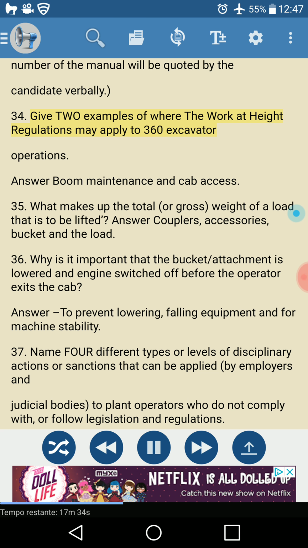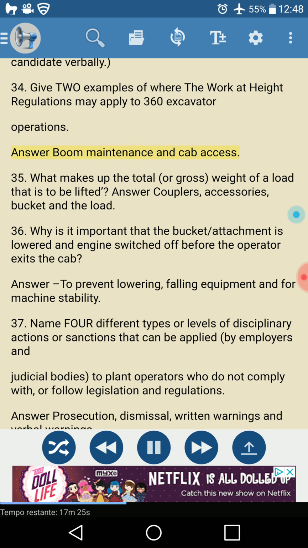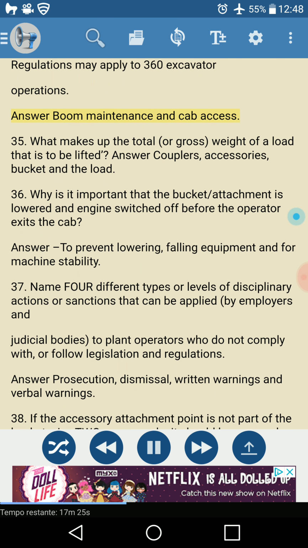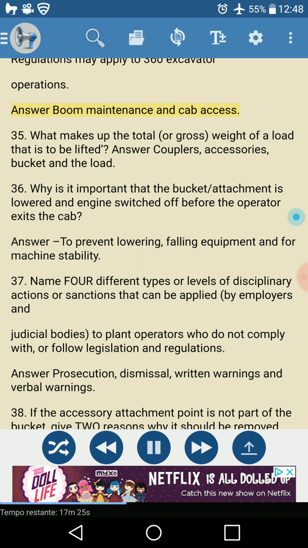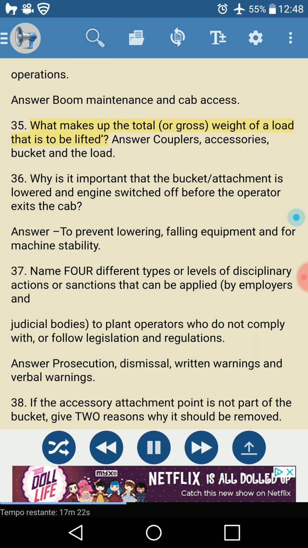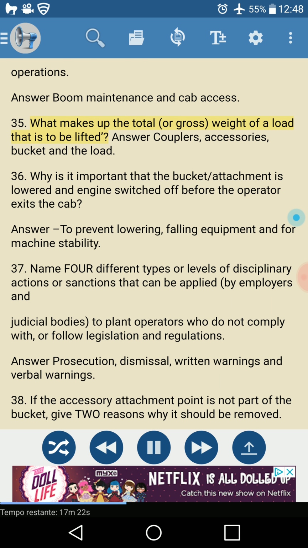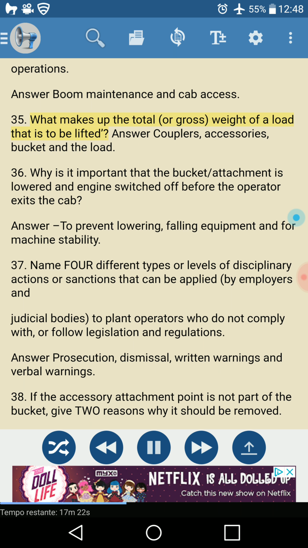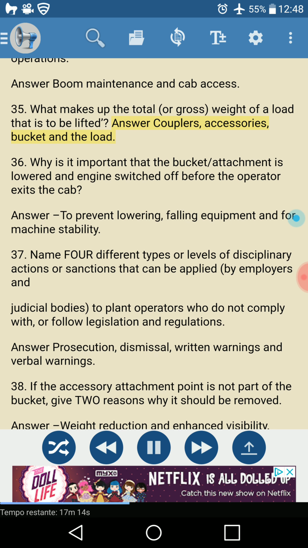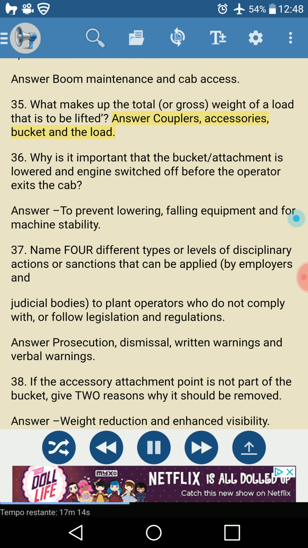34. Give 2 examples of where the work at height regulations may apply to 360 excavator operations. Answer. Boom maintenance and cab access. 35. What makes up the total, or gross weight of a load that is to be lifted? Answer. Couplers, accessories, bucket and the load.